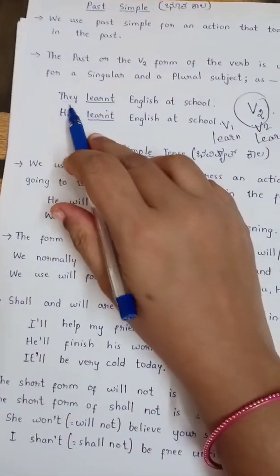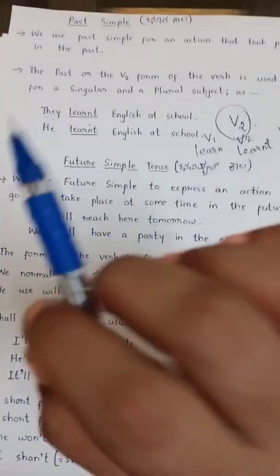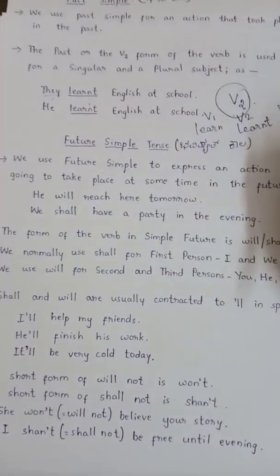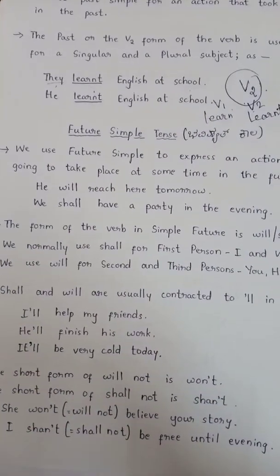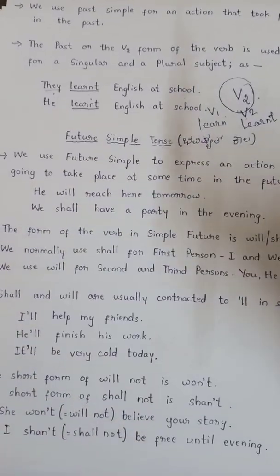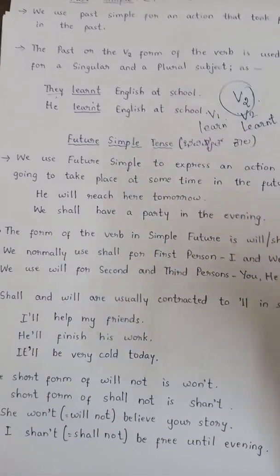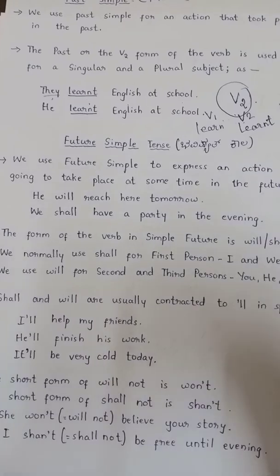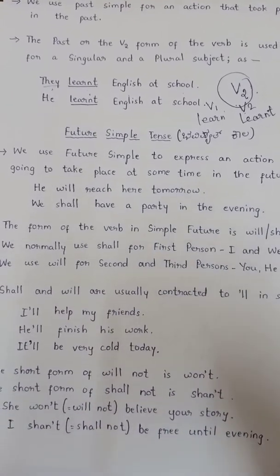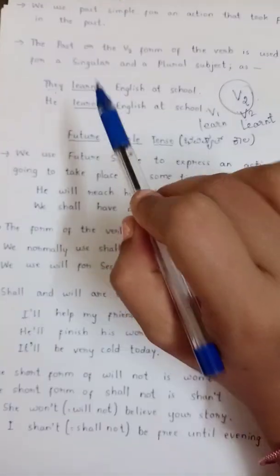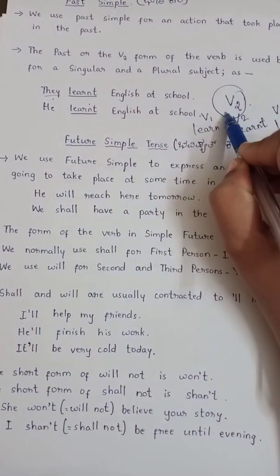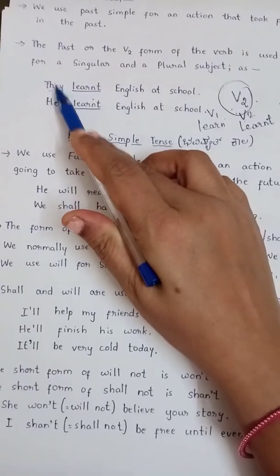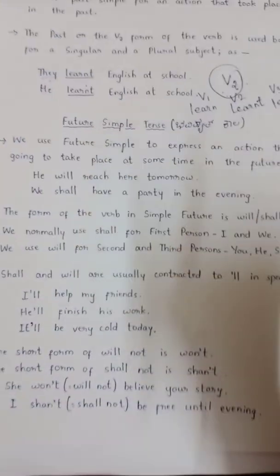Okay, so here the subject is plural, though whether the subject is singular or plural, the verb form will be V2. But in present simple, when the subject is singular, we will add s or es to V1. When the subject is plural, we will not add s or es. So remember that, children. But in past simple, we will use only the V2 form for both, whether the subject is singular or plural.